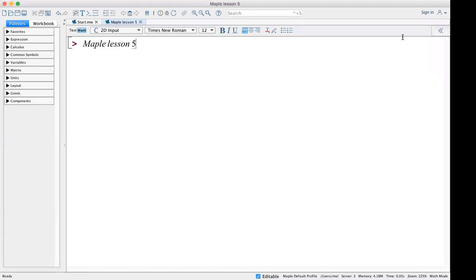This is Maple Lesson 5, and it is on the derivative. So we're going to start with how to define a function. We can use any letter for the variable and any letter or any name we like for the function. We'll just call it f.